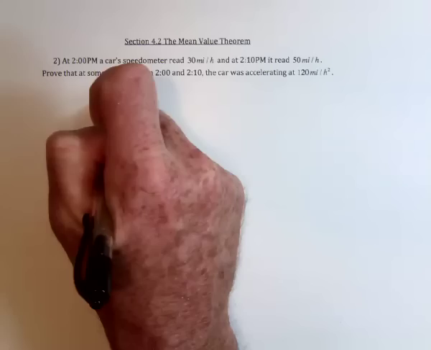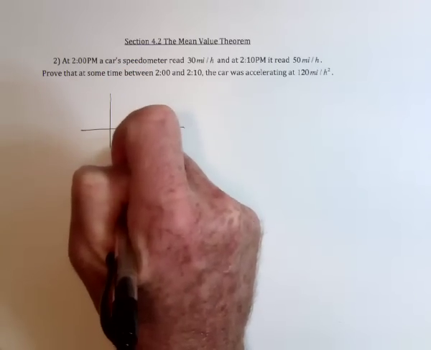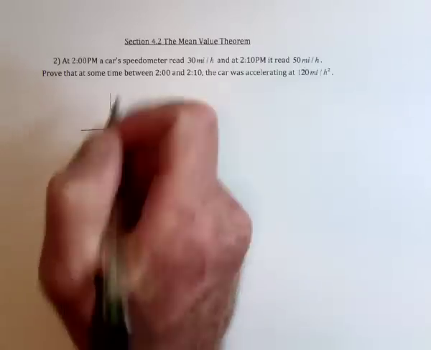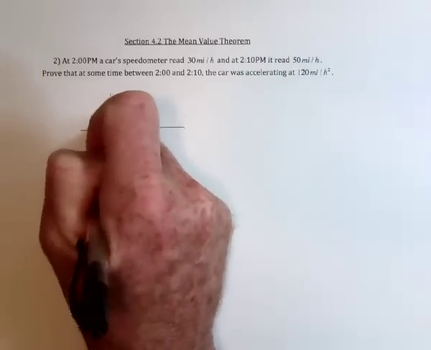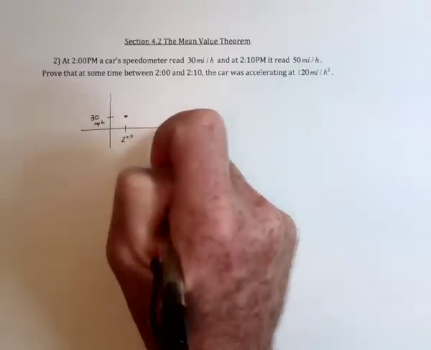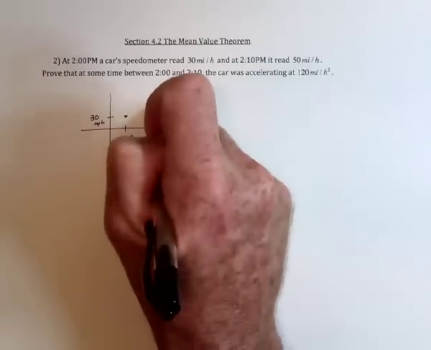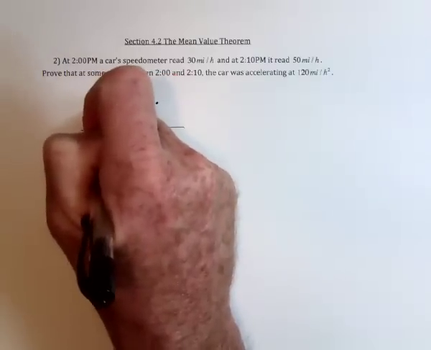So it would actually help to take a little look at a sketch. So we've got the time 2 o'clock, and this car says that it's going 30 miles per hour. And then we've got 10 minutes later, 2:10, it's going 50 miles per hour.